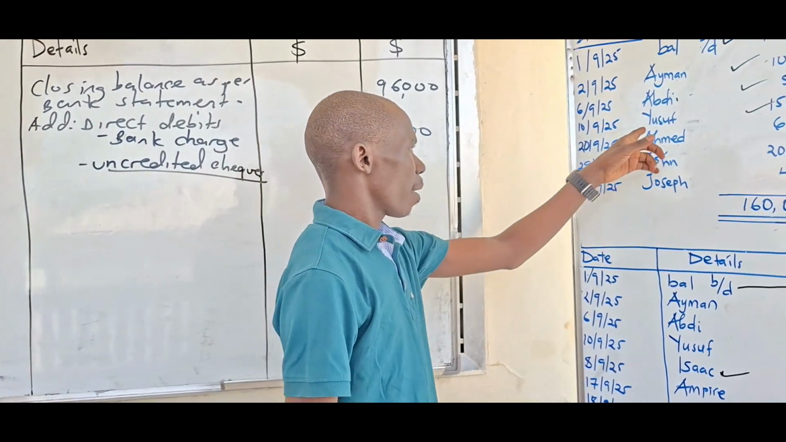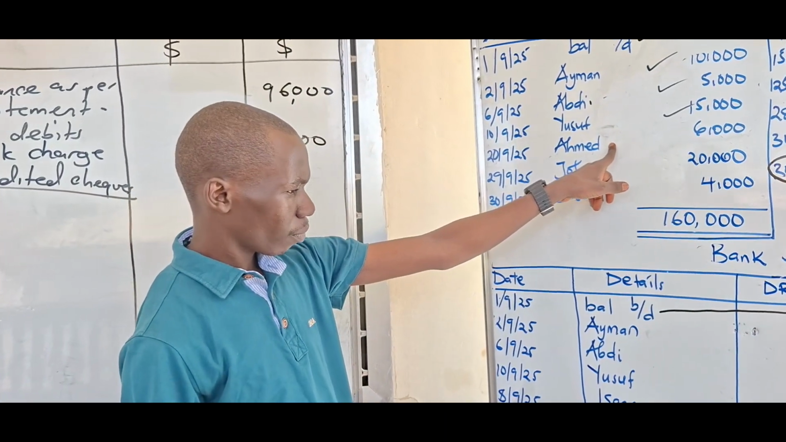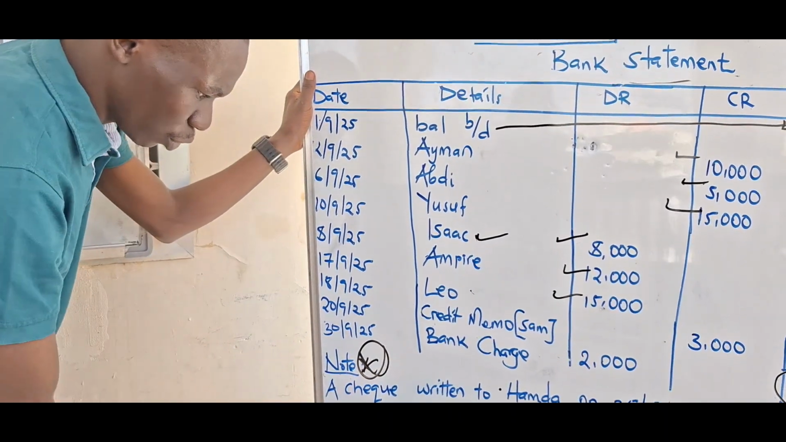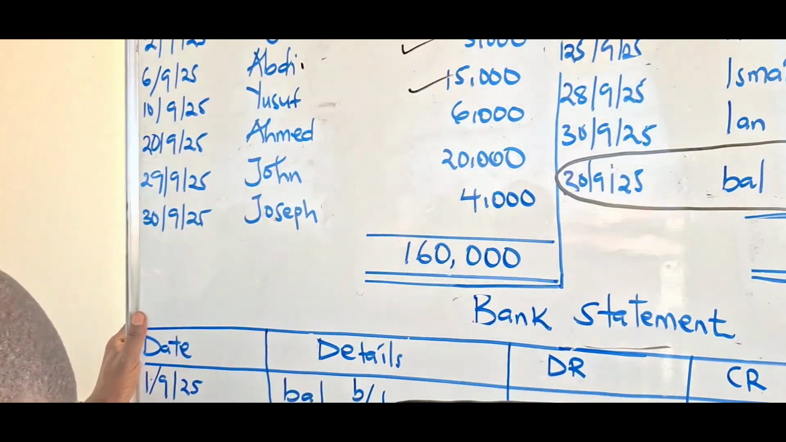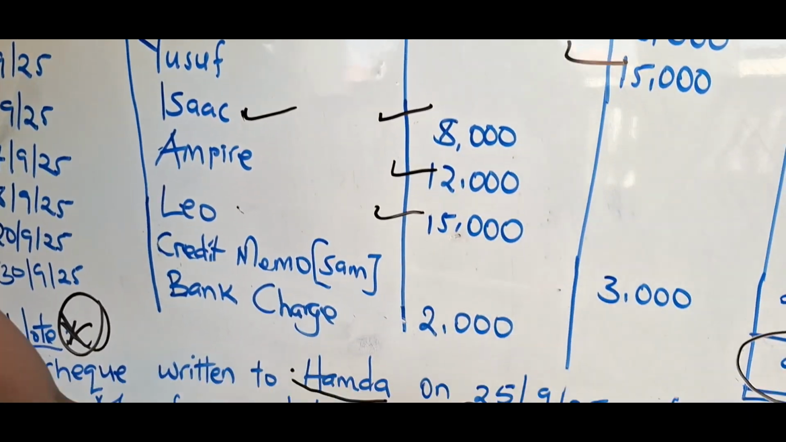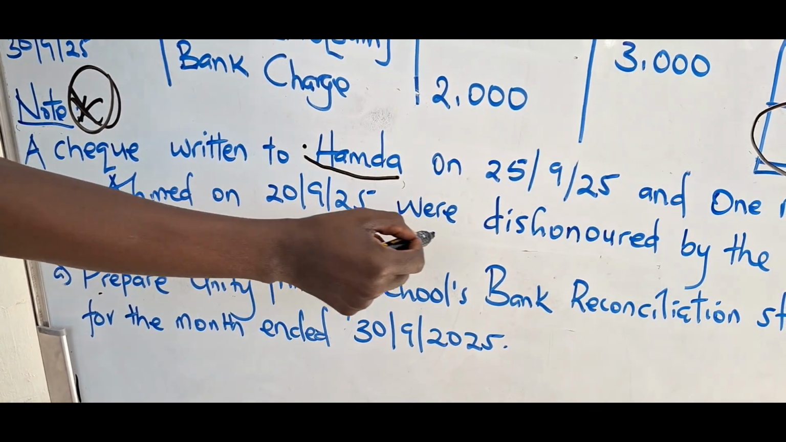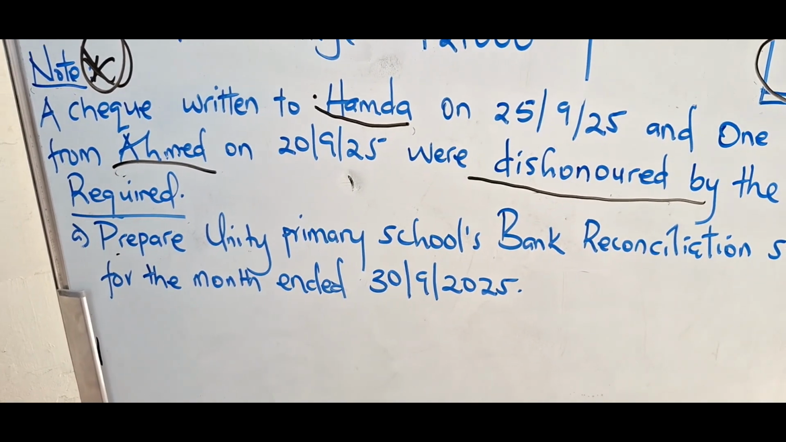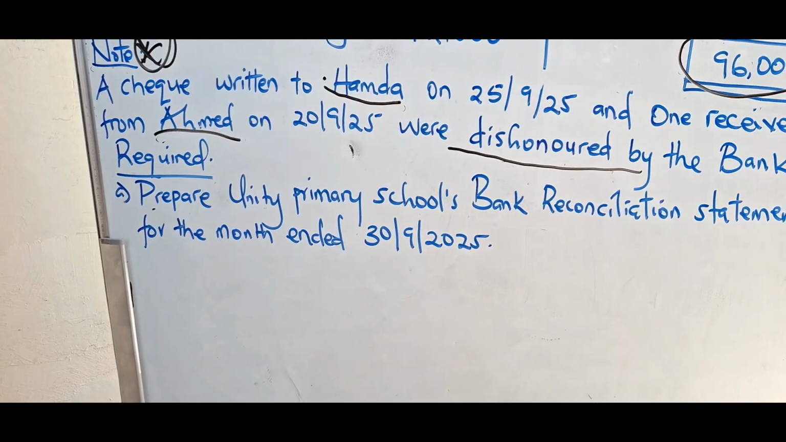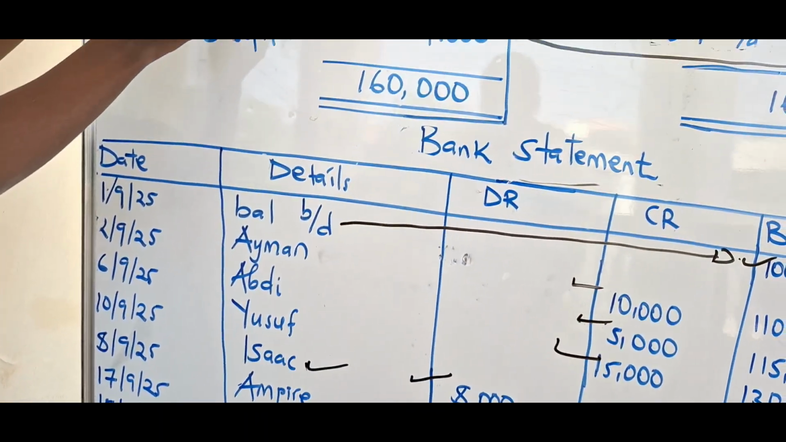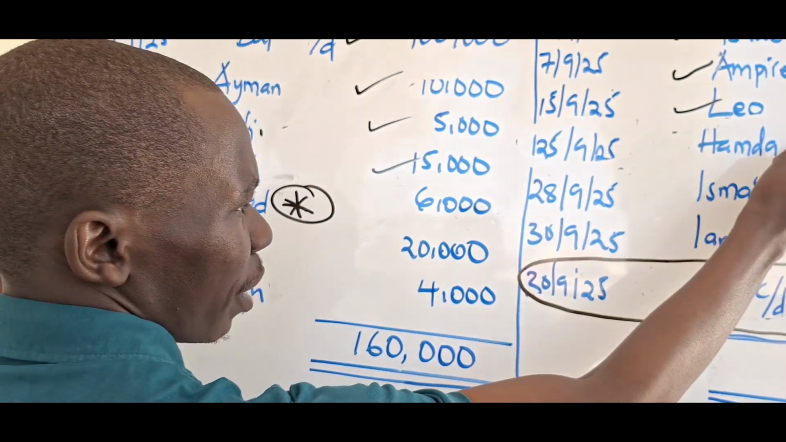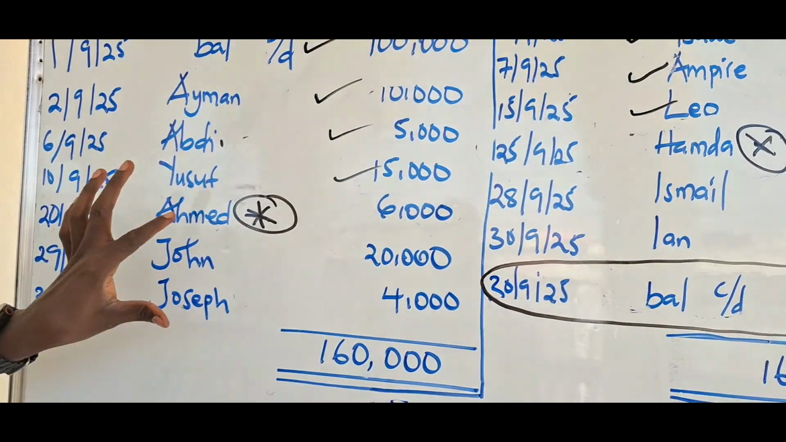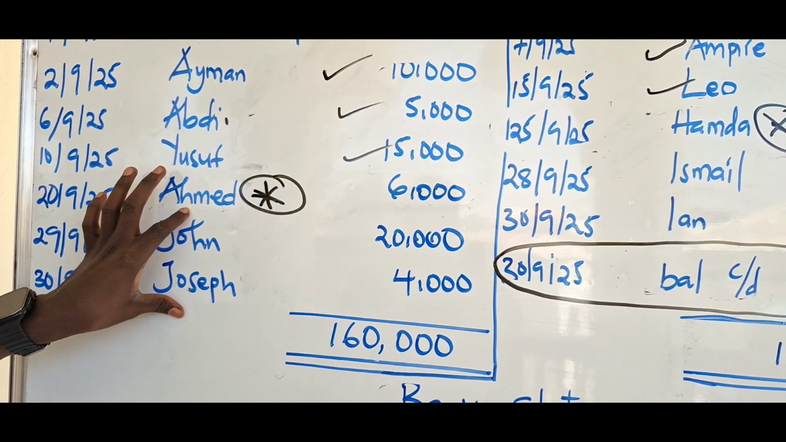So how do you see that? Here we have Ahmed. But there is a note down here. You need to first read all the notes so that you don't make a mistake. They're saying a check written to Hamda and received from Ahmed were dishonored. For dishonored, first put a marker there. That is Ahmed. You put a note to show this is a dishonored check. Here, Hamda is also a dishonored check. But my interest is to look for uncredited checks. Checks presented to the bank, but not yet credited to your account.